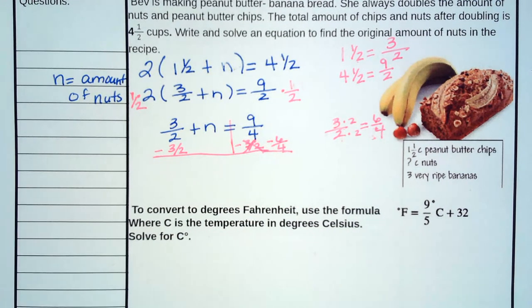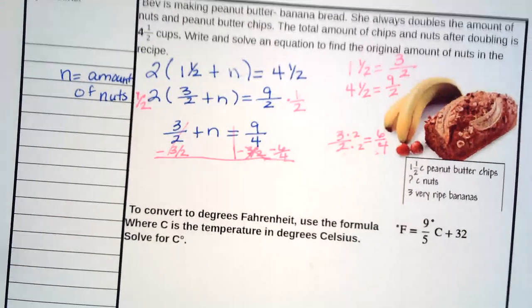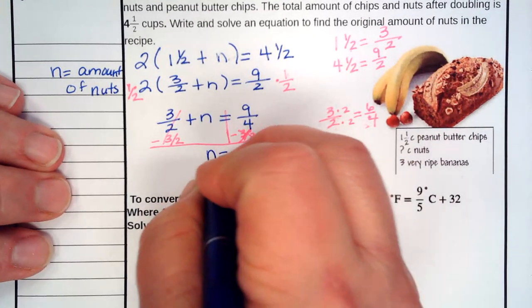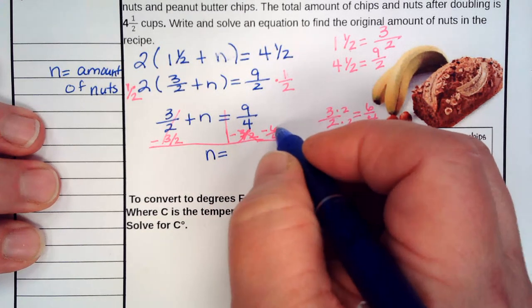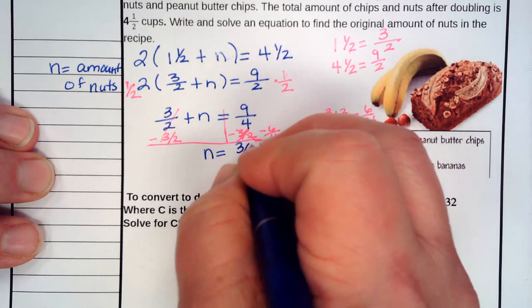Okay, I've eliminated my fraction here. And n is equal to 9 over 4 minus 6 over 4. 9 minus 6 is 3 over 4.